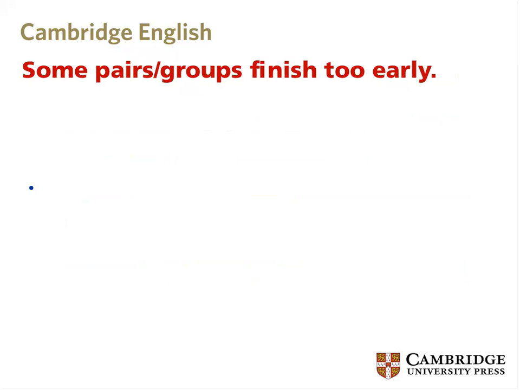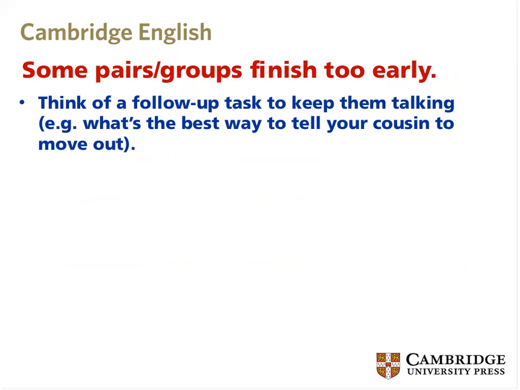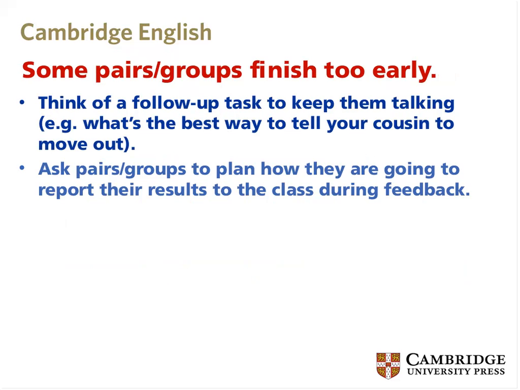Another problem, of course, is some pairs or groups finish too early. So here are some things you can do to deal with that. Again, perhaps when you're watching the video or before you go into the lesson, think of a follow-up task to keep them talking. For example, with the one we looked at, what's the best way to tell your cousin to move out? How can you go about that? You could ask pairs or groups to plan how they're going to report their results of their discussion or debate to the class during feedback.